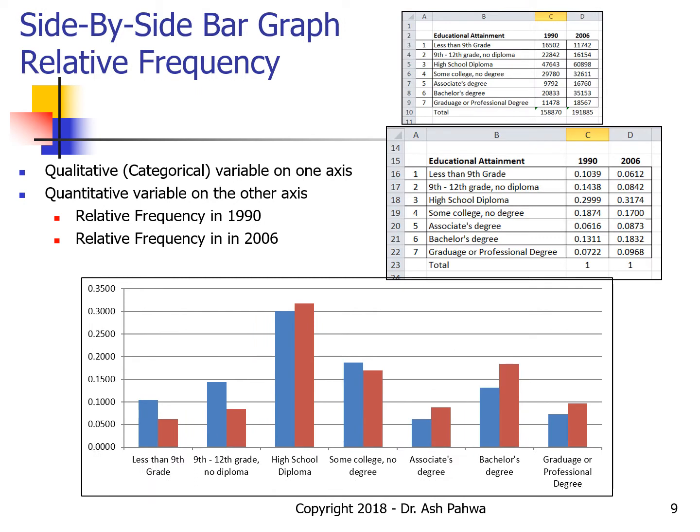We can also plot the relative frequency of this data. So how can we compute it? We do so by adding up all the values for 1990 and 2006 and then dividing the individual value with the sum total. So for less than 9th grade education, the 1990 is 16,502 divided by 158,870. So this number comes out to be 0.1039. Now we have computed these numbers, now we can plot them.